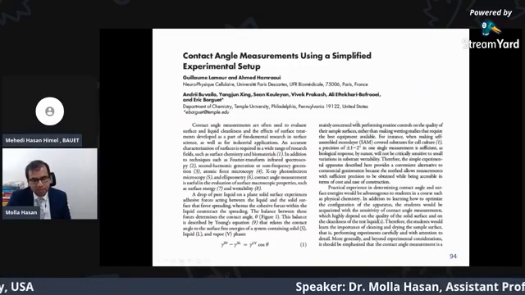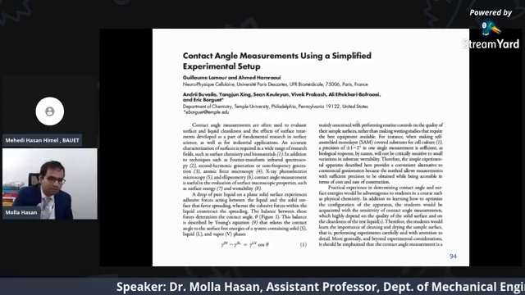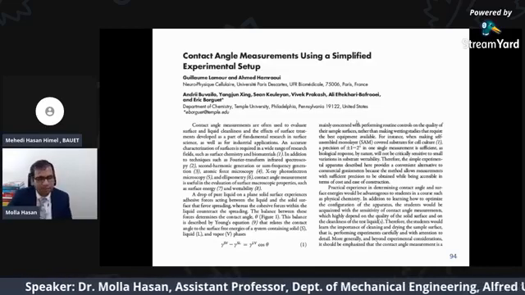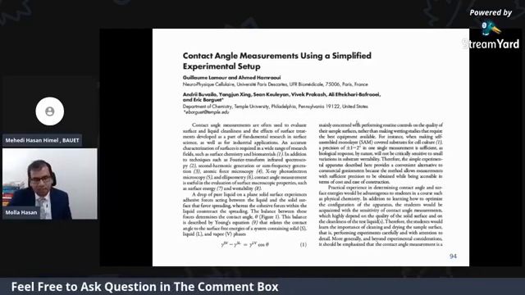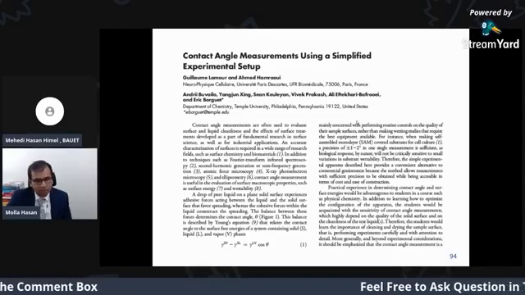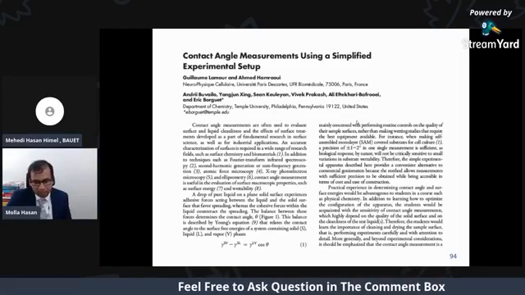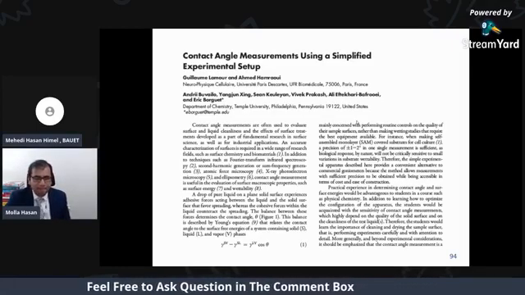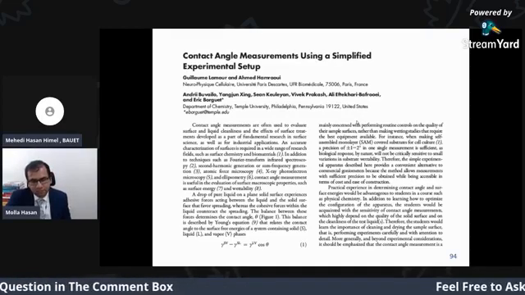It's a small work, but it is very useful because people copied this system in their labs. Actually, I copied this when I was a PhD student. I just made my own contact angle measurement system by copying this paper. And now the idea evolves.